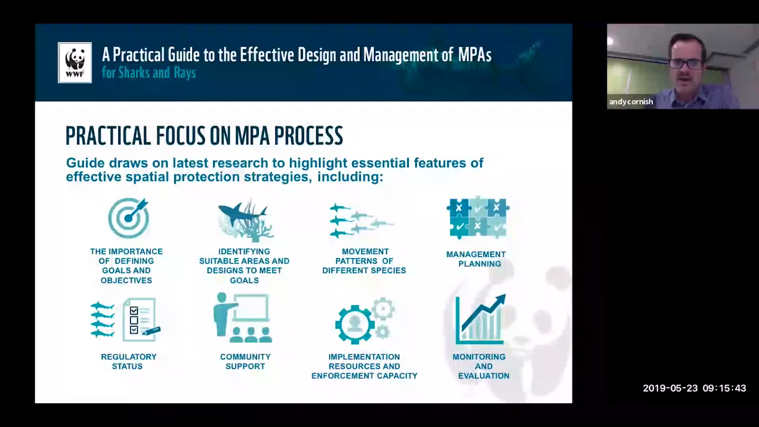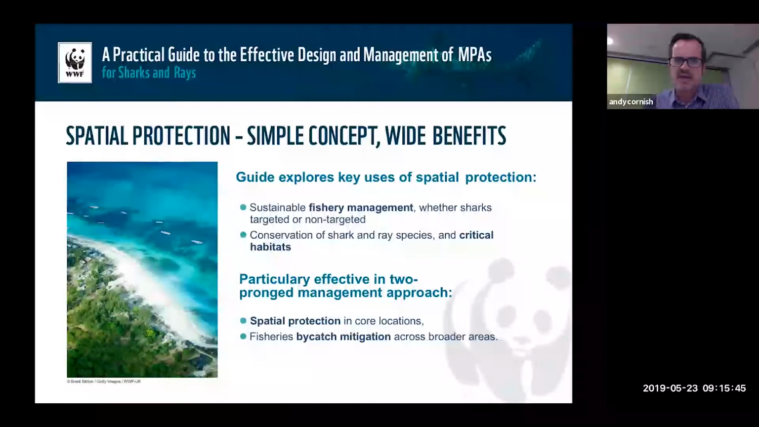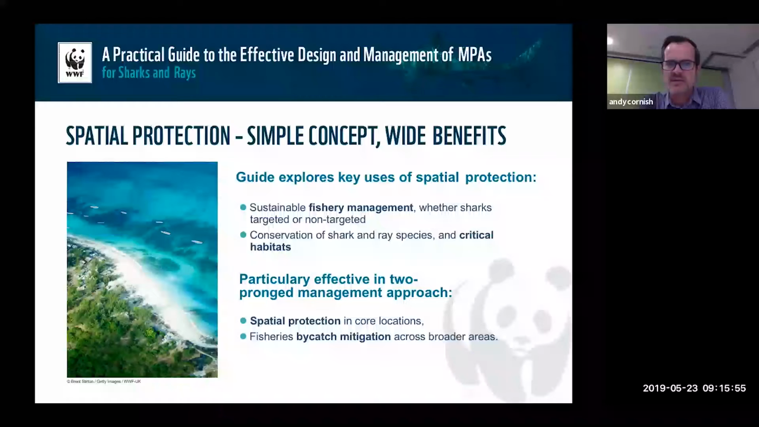So the guide explores key uses and spends quite a lot of time talking about how to achieve spatial sustainable fisheries management, whether these are targeted shark fisheries or non-targeted, and quite a lot of discussion. Some of you may be aware of how MSC deals with shark finning in MSC fisheries. That's quite a hot topic at the moment.